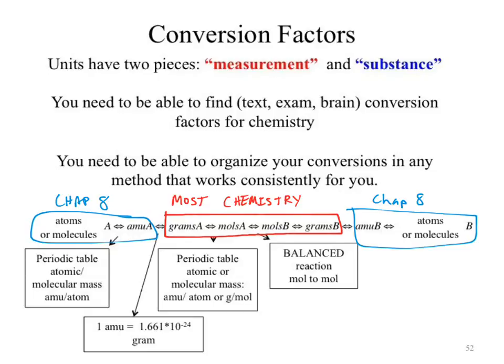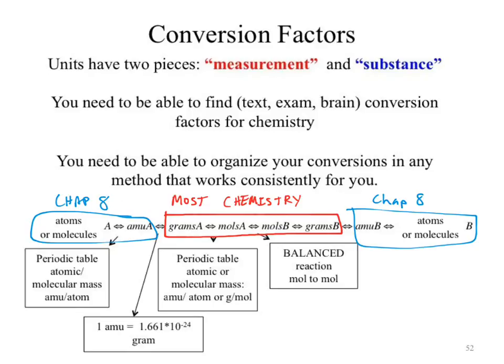To go from grams to moles, what do you need? You need a molar mass. You need something that relates grams to moles. That information is found on your periodic table. It's the same number as your atomic mass. It's just the units have now become grams per mole.